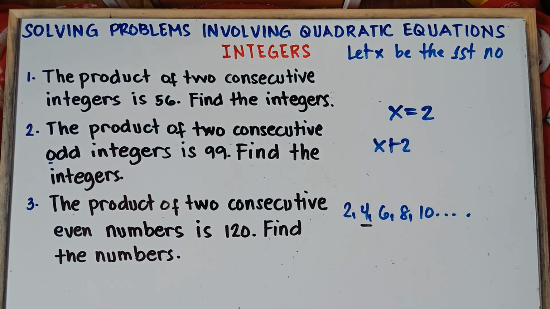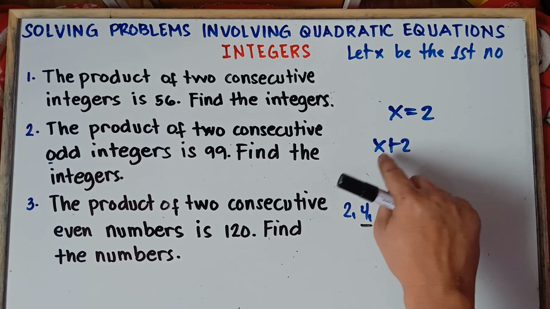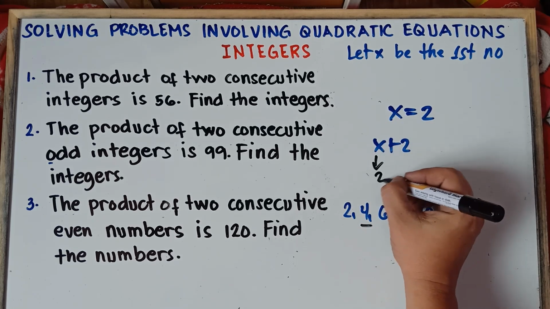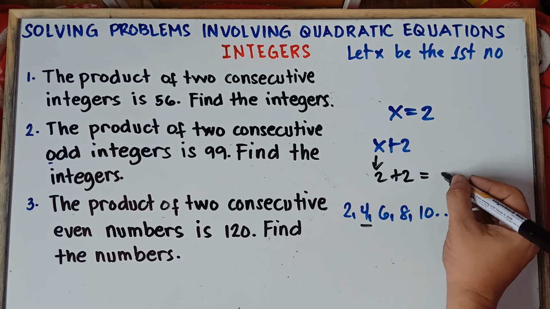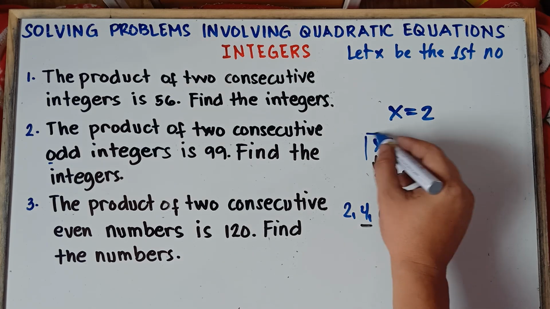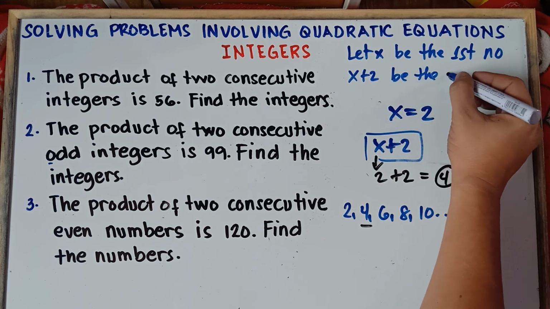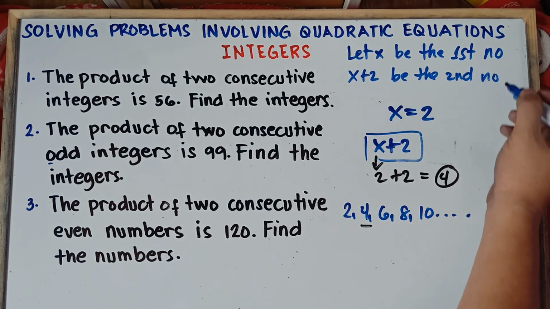Why is that, sir? Because if x is equal to 2, simply substitute the value of 2. So 2 plus 2, that's equal to 4. Therefore, class, the next expression will be x plus 2. So x plus 2 will be the second number. I hope it's clear for you, class.